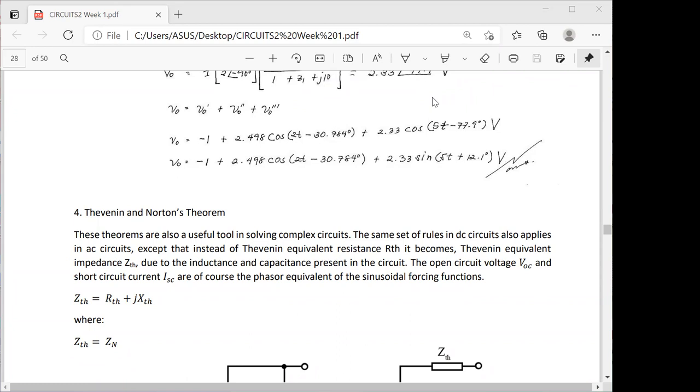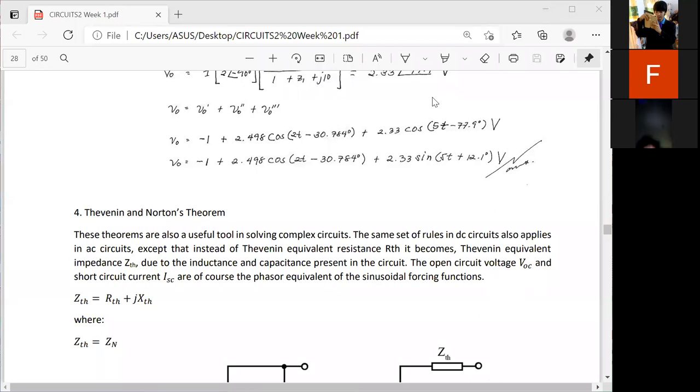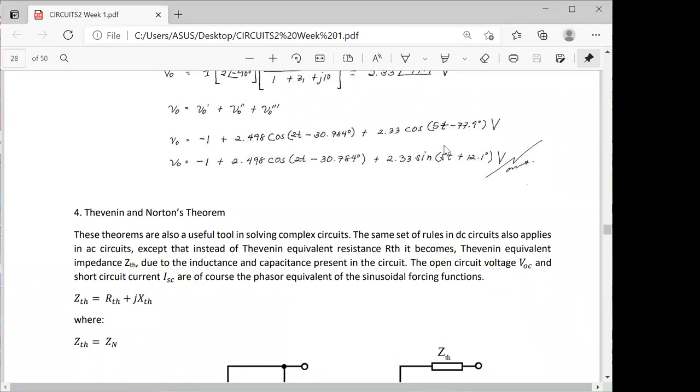So in the DC circuit, yung Thevenin's resistance ninyo is R sub TH, while in here, we call it Z sub TH, dahil nga meron siyang inductance and at the same time meron siyang capacitance. Tapos, yung open circuit tsaka short circuit, parehas lang doon sa DC circuit, V sub OC and I sub SC.